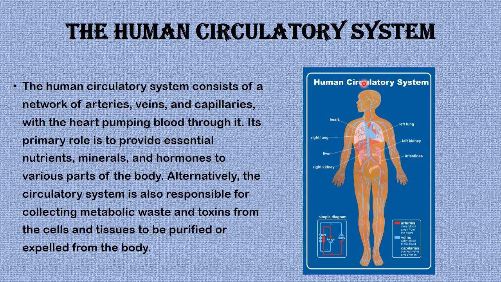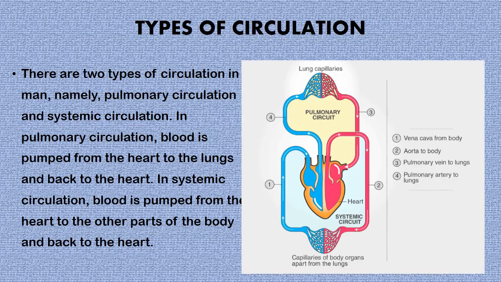Now, this is a diagrammatic representation of the human circulatory system. It talks about the network of arteries, veins, and the heart that pumps blood to and from. Now, moving along, we'll be looking at the types of circulation. There are two types of circulation in man, namely the pulmonary circulation and systemic circulation. In pulmonary circulation, the blood is pumped from the heart to the lungs and back to the heart, while in systemic circulation, blood is pumped from the heart to the other parts of the body and back to the heart.